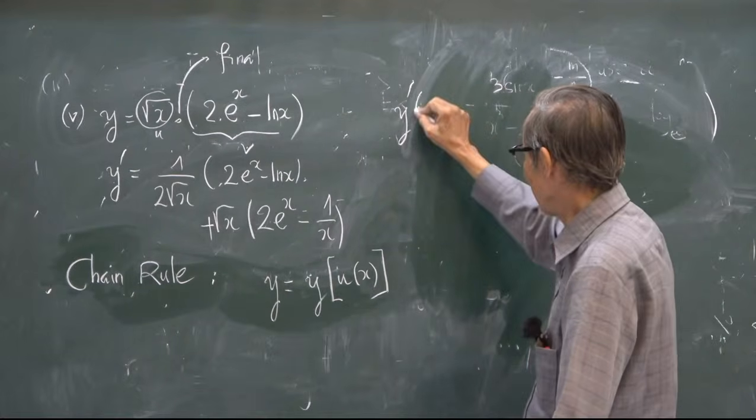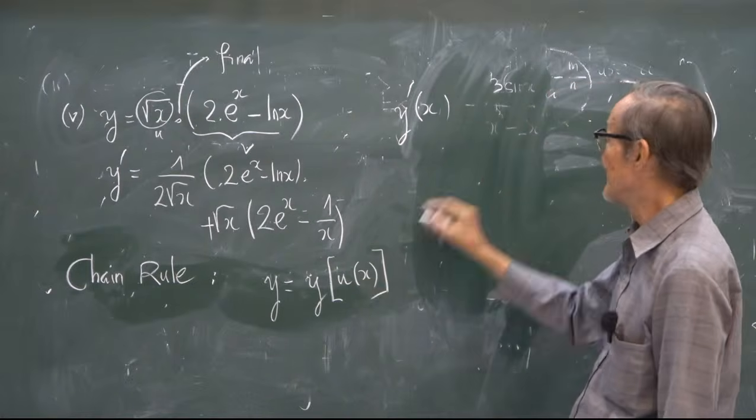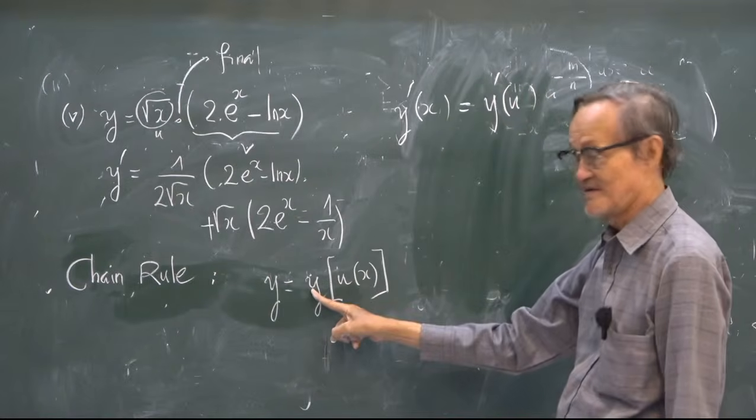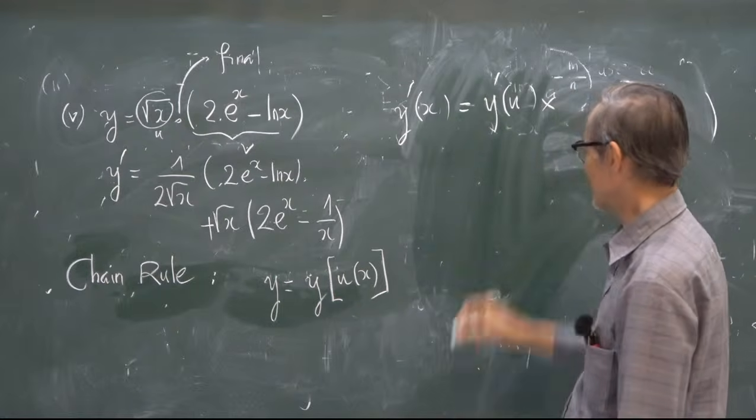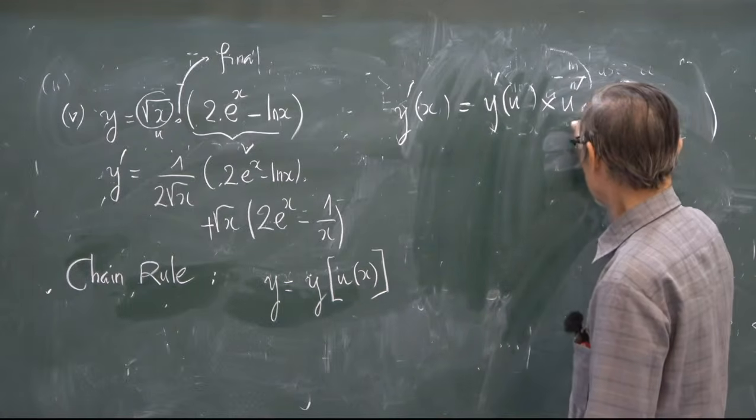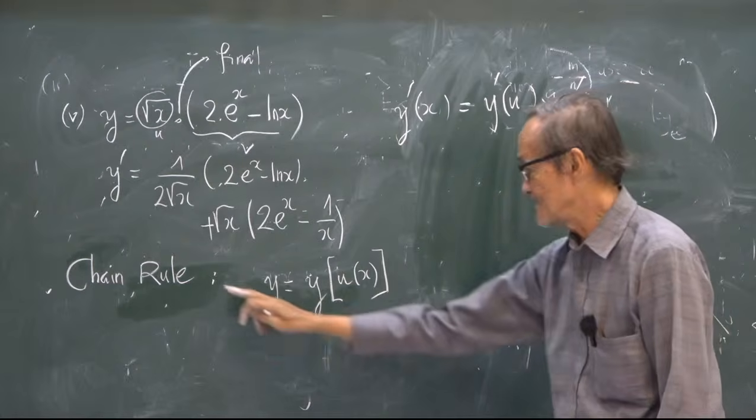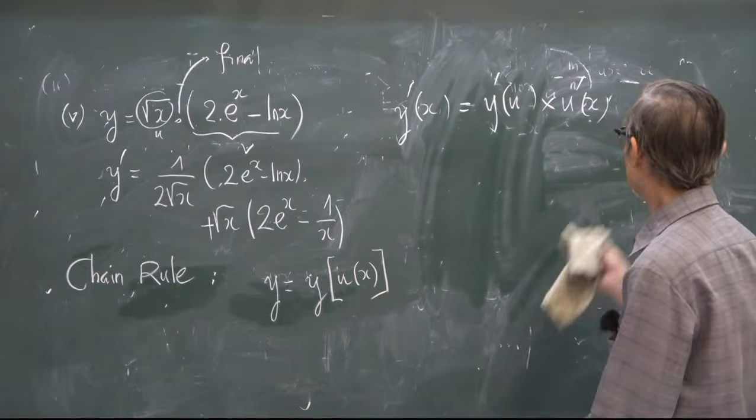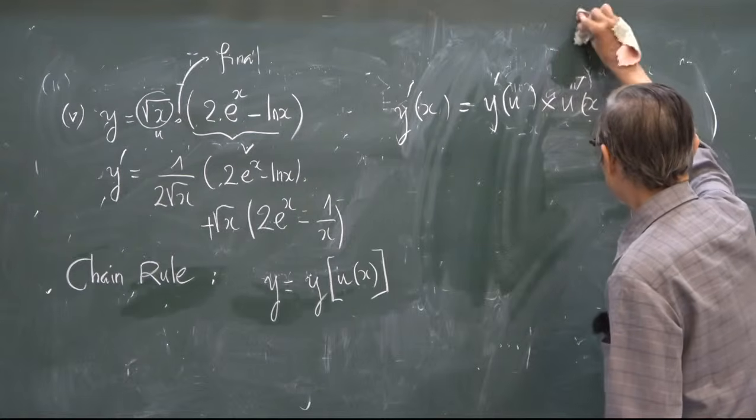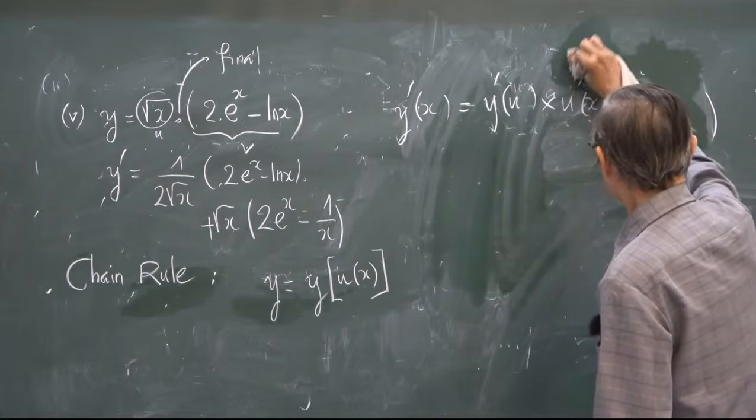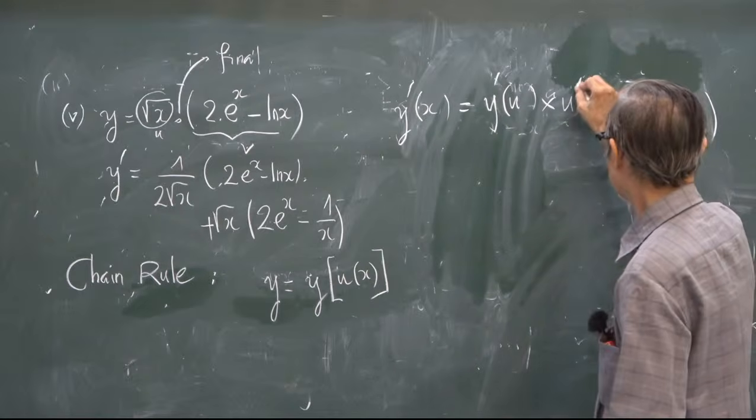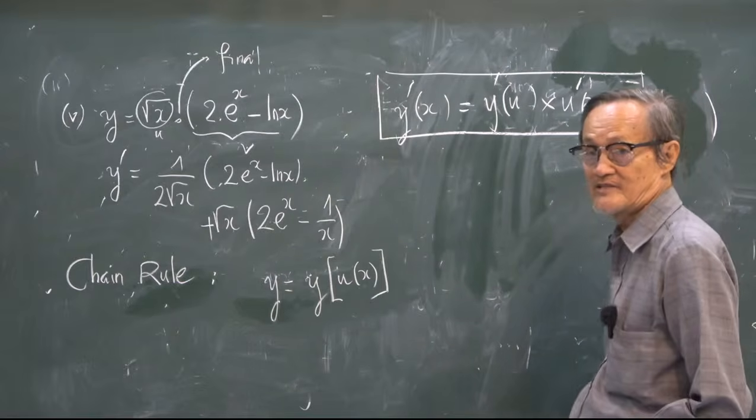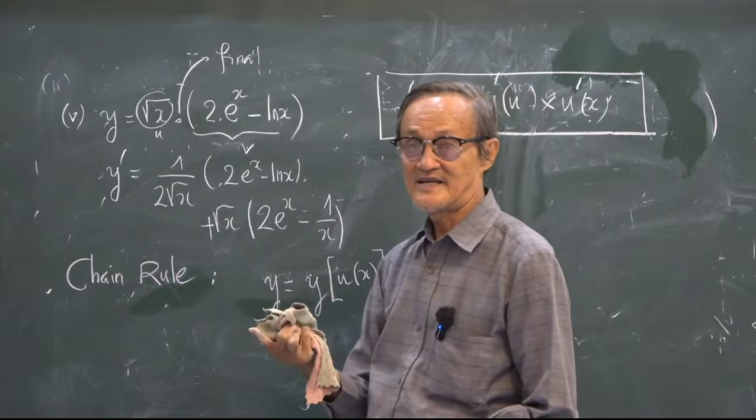y prime of x equals y prime of u times u prime of x. Chain rule: y, u, x.